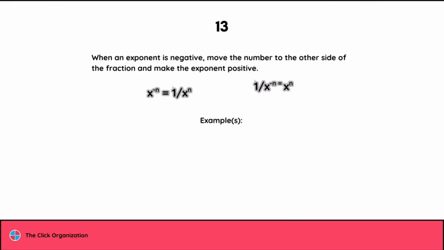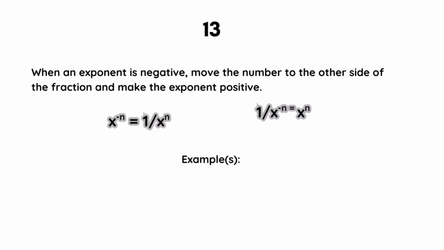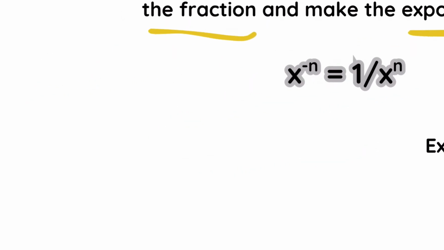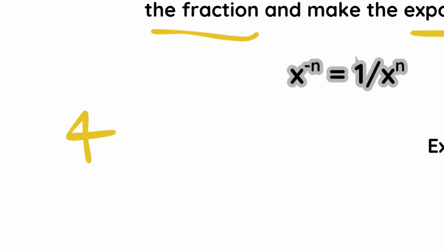And let's go for the last rule for this lesson. When an exponent is negative, move the number to the other side of the fraction and make the exponent positive. We all know that any number is in a fraction. If they don't seem so, we know that they have a denominator of 1. So for example, I see this lone number, I may assume that it's alone, but actually it's in a fraction that has a denominator of 1, right?